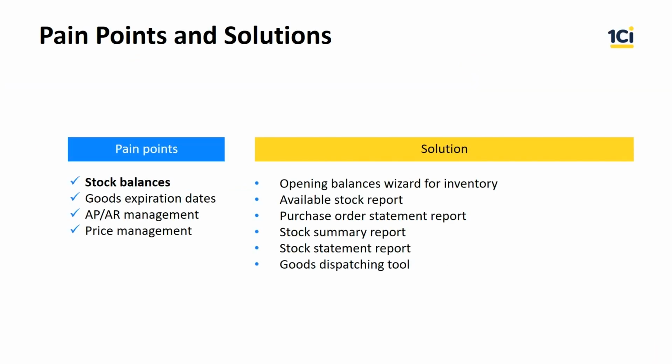So now let's go through the pain points that we've covered. The first pain point was stock balances, and we've looked at the following solutions: the opening balance wizard for inventory. We've also seen the available stock report, the purchase order statement report, the stock summary report, the stock statement report, and we've looked at the goods dispatching tool.